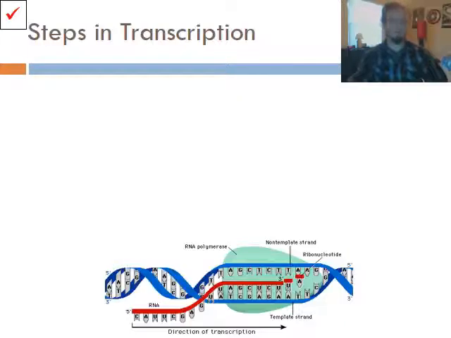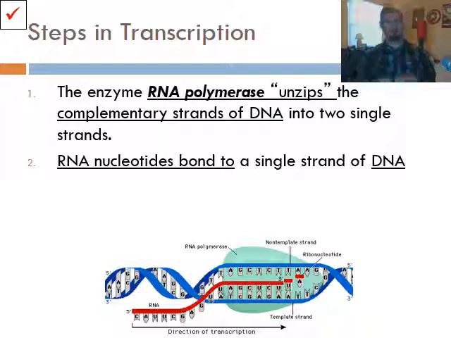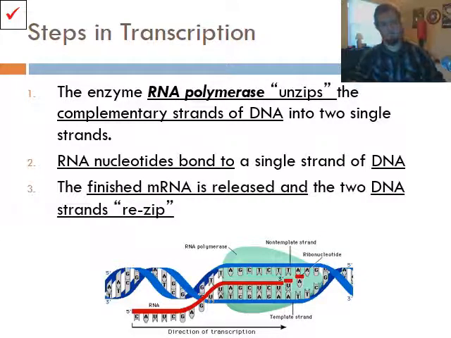replication. So the steps in transcription. Step number 1: the enzyme RNA polymerase unzips the complementary strands of DNA into 2 strands. Then the RNA nucleotides bond to the single strand of DNA. And then the finished mRNA is released and the 2 DNA strands rezip.